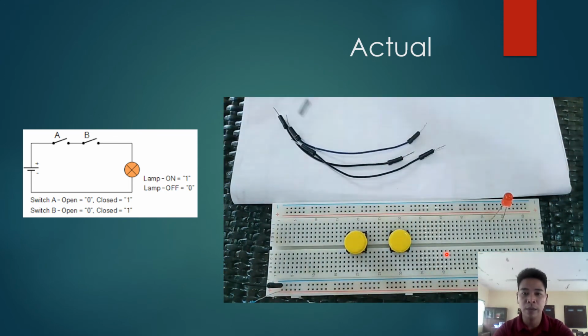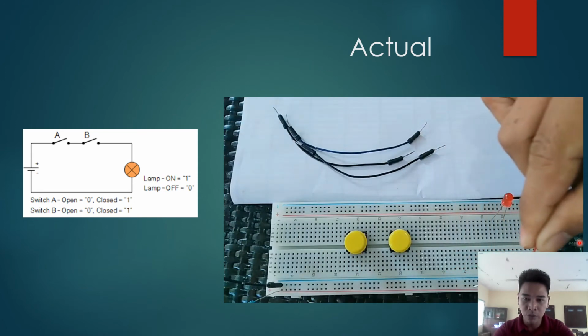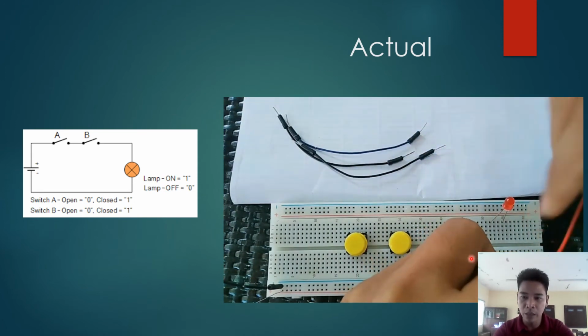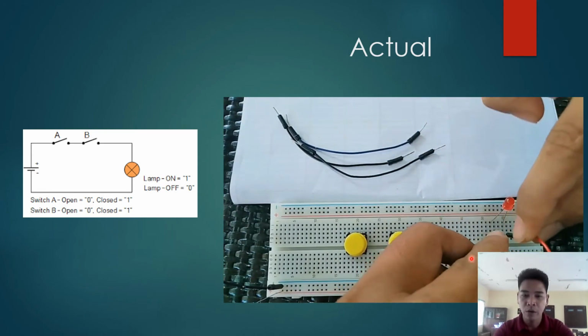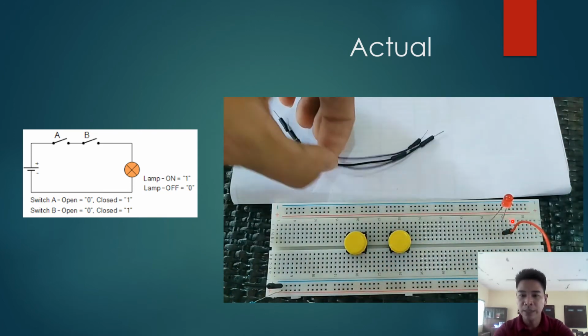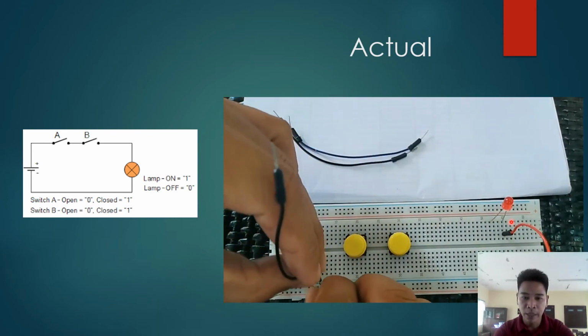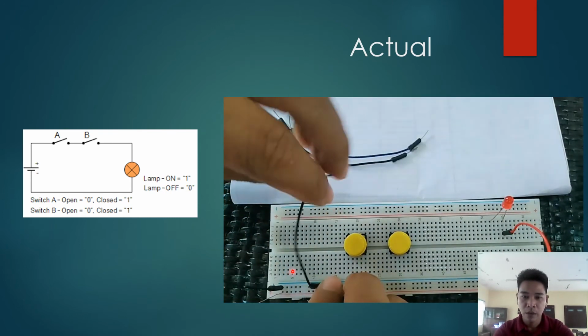Next, remember the long leg and short leg of our LED. The long leg is our positive line, and the short leg is for negative. And then, using a red jumper, connect the positive line to the positive leg of the LED, which is the long leg.